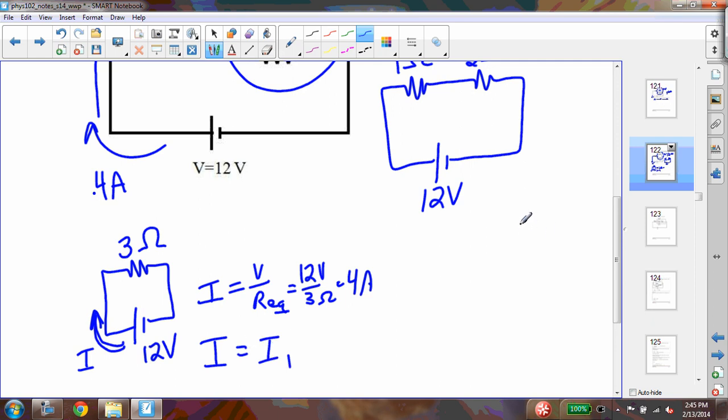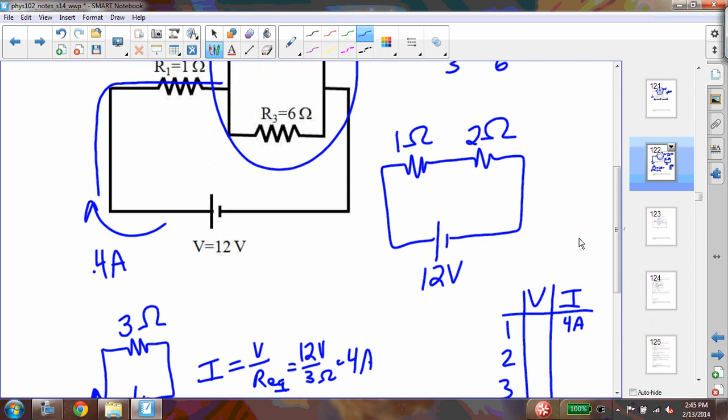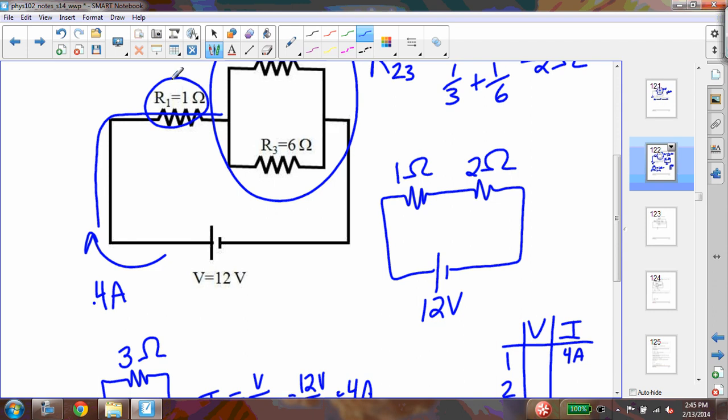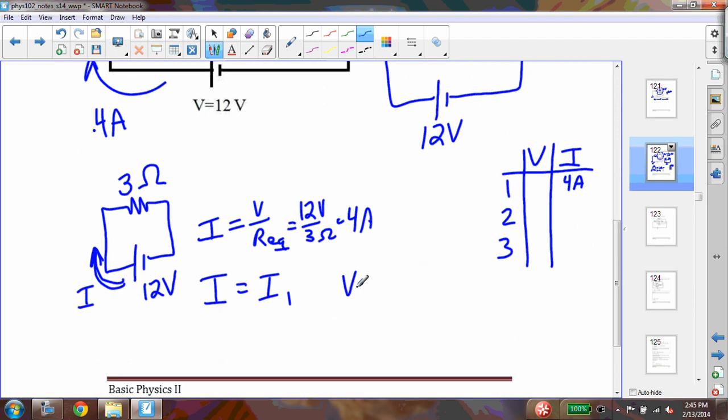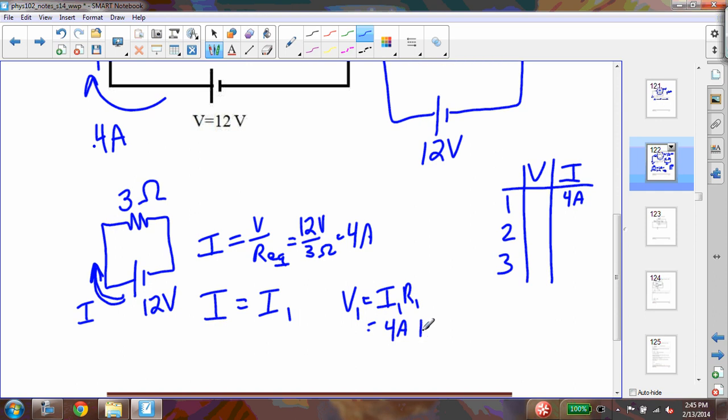Let's make a little table over here. I'm going to have V and I for each of the resistors, 1, 2, and 3. So I1 is equal to 4 amps. And then, since I know what I1 is, it's 4 amps, and the resistance R1 is 1 ohm, V1 is equal to I1 R1. That's 4 amps times 1 ohm. So it's 4 volts.